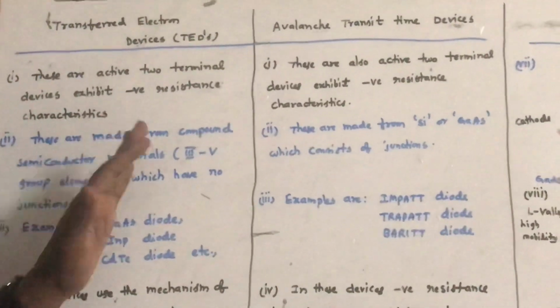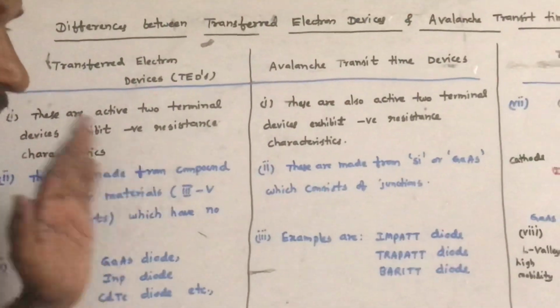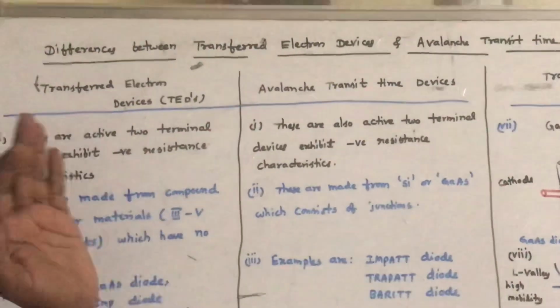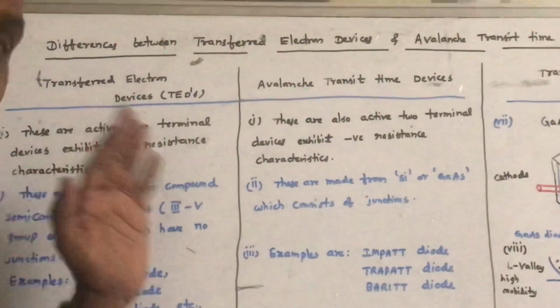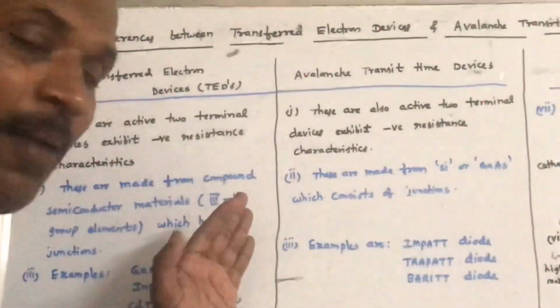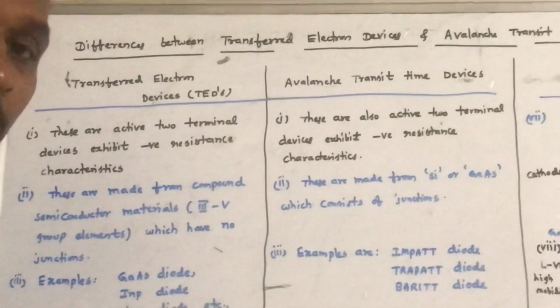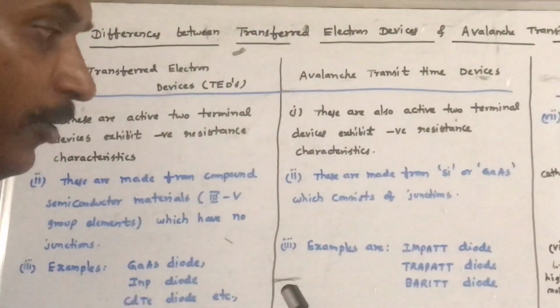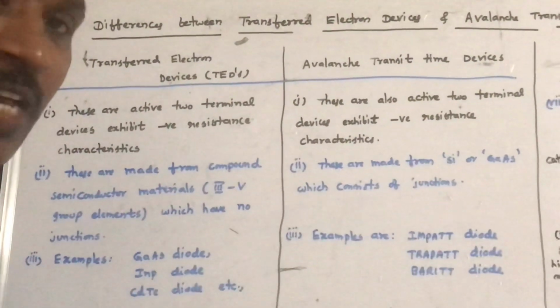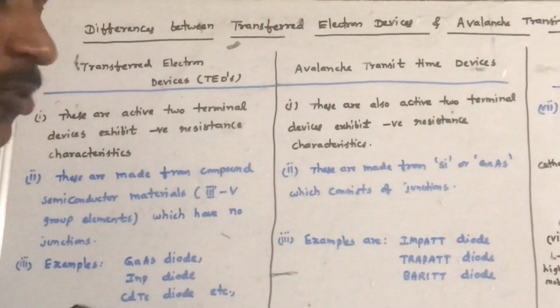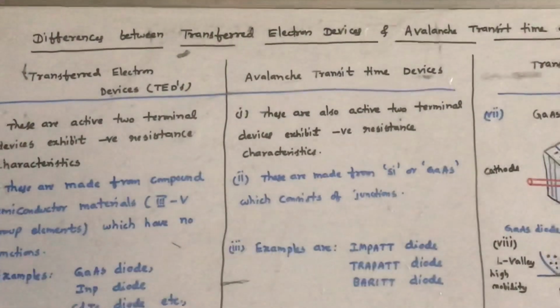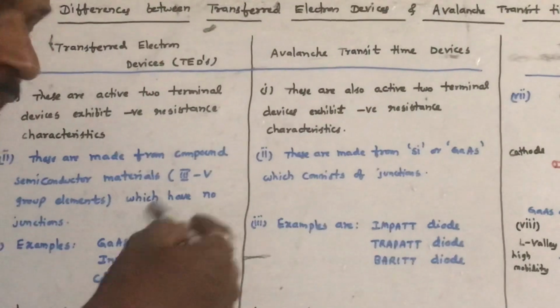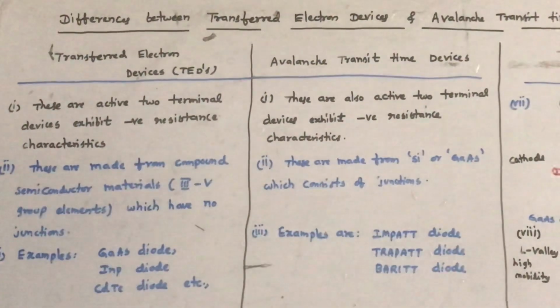So, the active two-terminal devices with negative resistance characteristics have drawn a lot of attention in the recent past because they can be used in oscillatory circuits, amplifier circuits, modulator circuits, demodulator circuits, and switching circuits and other electronic circuits. Therefore, due to these reasons, the fabrication of two-terminal active negative resistance devices has drawn a lot of attention in the recent past.